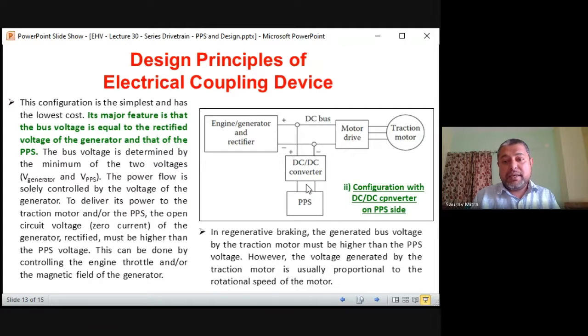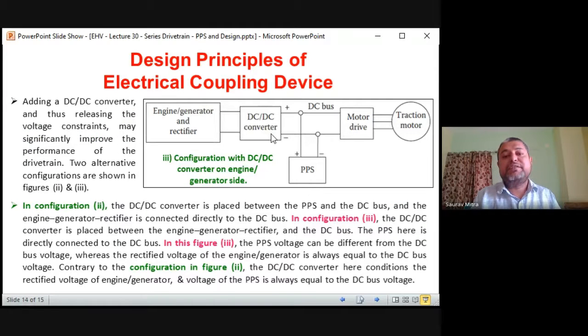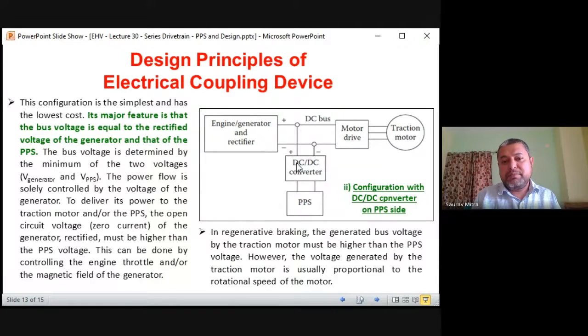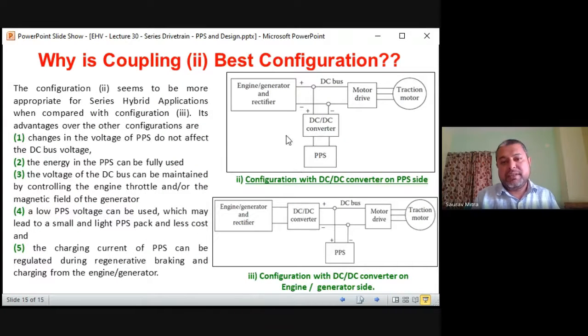Third case, the DC to DC converter is connected after the engine generator rectifier and PPS is connected directly. But what we'll find is the second configuration is the best. And why is it so? It is given here. This is the second configuration and this is the third. So configuration 2, the top one, seems to be more appropriate for series hybrid application when compared with configuration 3, given below.